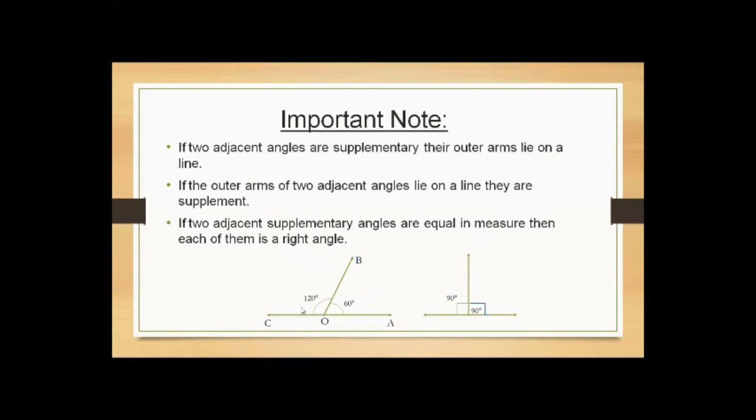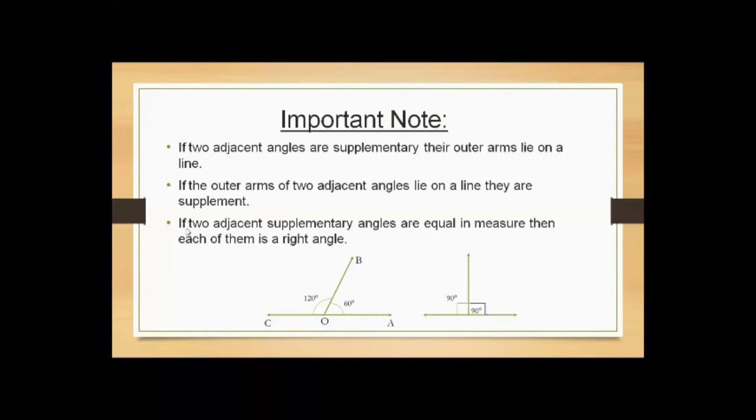As you see, students, these are supplementary angles and their outer arms. Which are the outer arms? OA is an outer arm and OC is the other outer arm. So they lie on the same line. And the second one is, if the outer arms of two adjacent angles lie on a line, they are supplementary. They are also adjacent angles. Why are they also adjacent angles? Because they have a common vertex, which is O. So if two adjacent angles lie on the same line, they are supplementary.